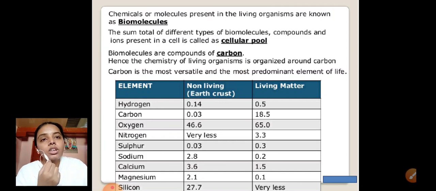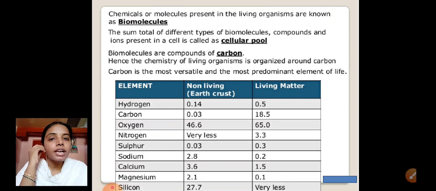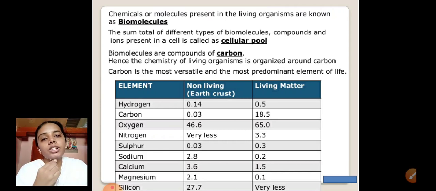The total of different types of biomolecules, compounds and ions present in the cell is called the cellular pool. The biomolecules are compounds of carbon. Hence the chemistry of living organisms is organized around carbon. Carbon is the most versatile and most predominant element of life. There are different types of elements, like hydrogen, carbon, oxygen, nitrogen, sulfur, sodium, calcium, magnesium, silicon, etc.